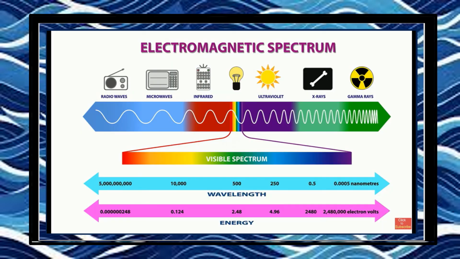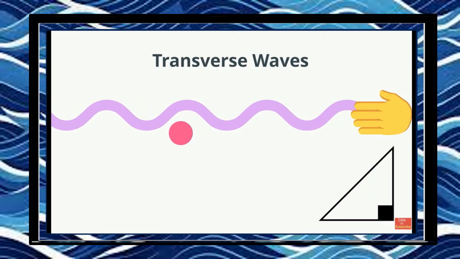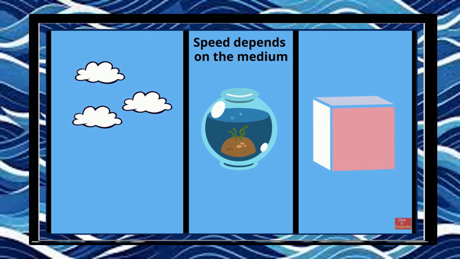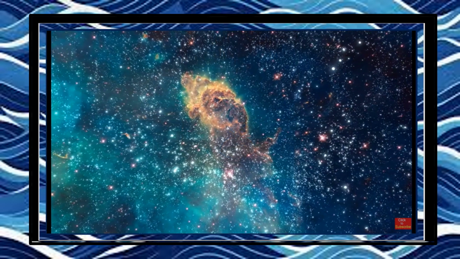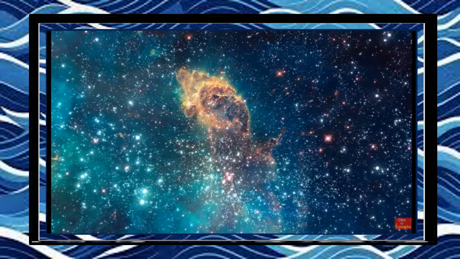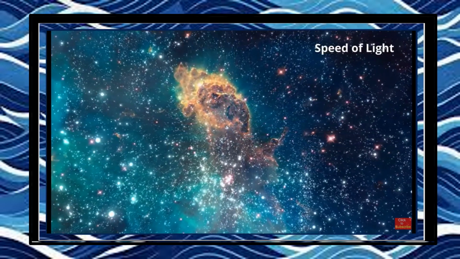Now, the different types of electromagnetic waves, and these can be found on the electromagnetic spectrum, are almost always only transverse waves. And finally, let's talk about speed. Mechanical waves, the speed depends on. However, an electromagnetic wave, when it's in a vacuum or empty space, all of them will travel at the same speed, which is the speed of light.